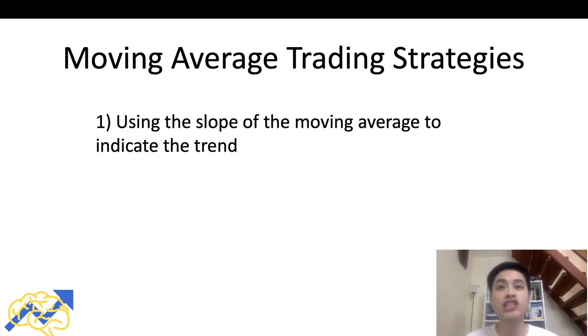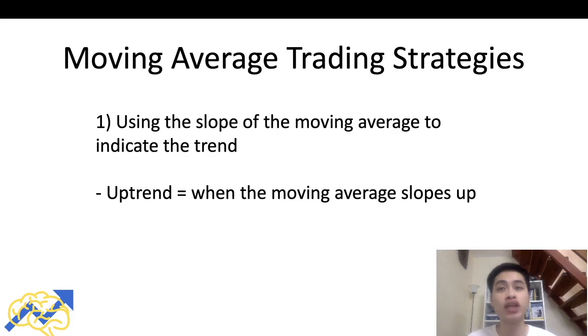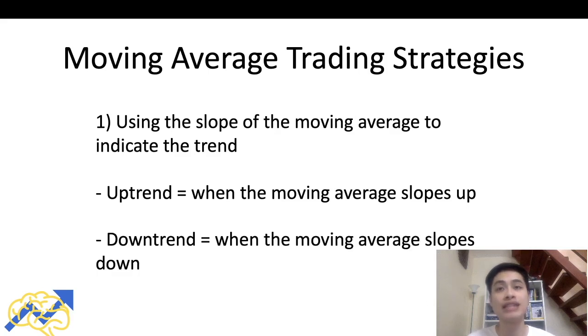The first strategy I use is to use the slope of the moving average to help me indicate the trend of the market. Using the slope of the moving average, an uptrend is indicated when the moving average slopes up, and when the moving averages are sloping down, then the stock is on a downtrend. So let's take a look at some examples to see this strategy on our price charts.